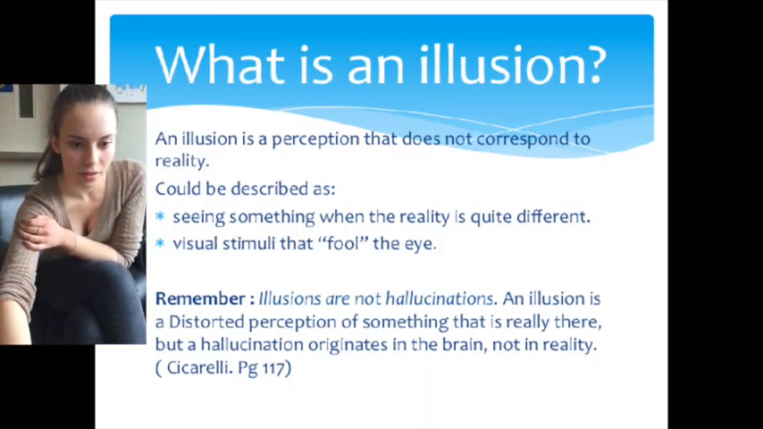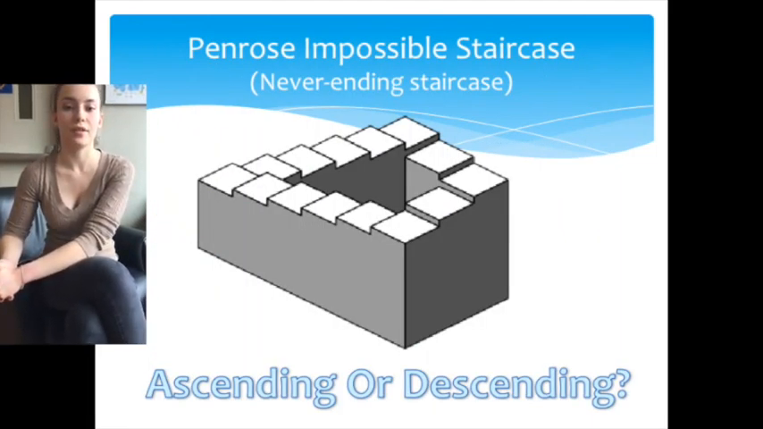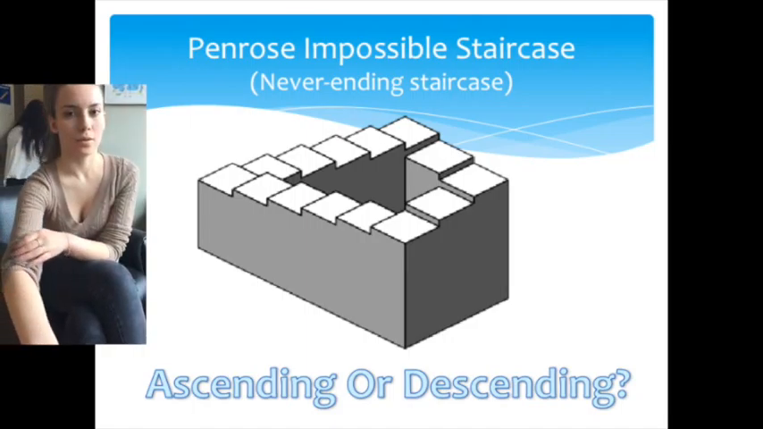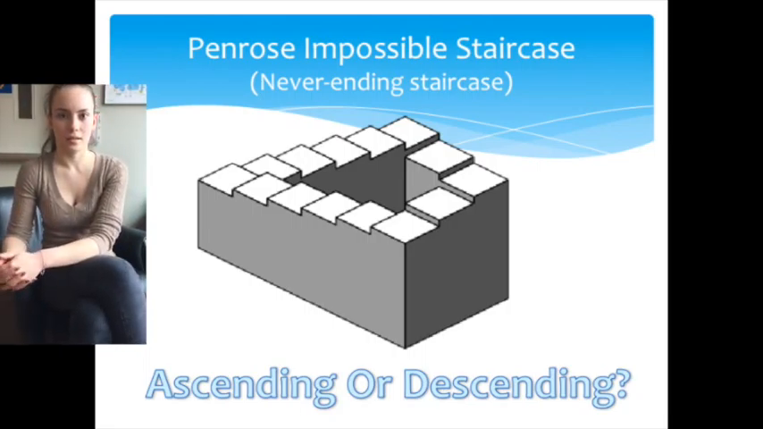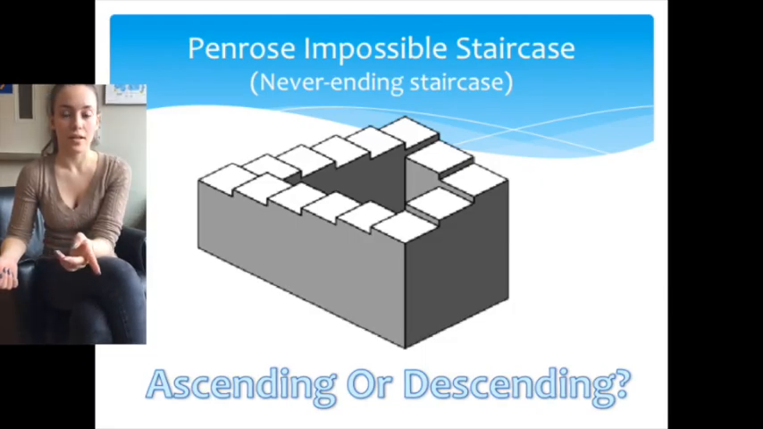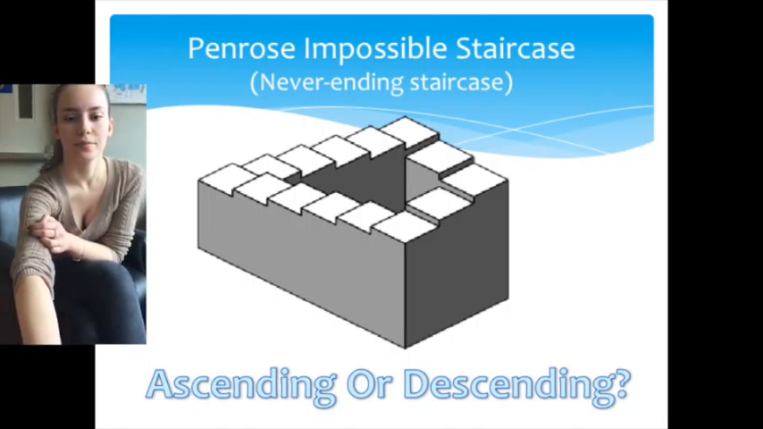Alright, so Penrose's impossible staircase, also known as the never-ending staircase. Now the question to ask is it ascending or descending? So as we look at the staircase, going clockwise, we see that it's going down. On the other hand, when you look at it anti-clockwise, the staircase is going up. So what's really happening here? Is it ascending or descending? Let's look at a short clip of how this works.